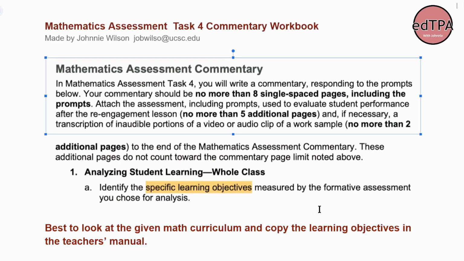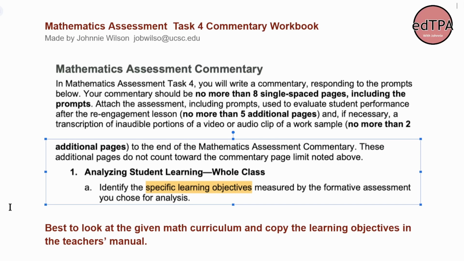So let's get started. In Mathematics Assessment Task 4, you will write a commentary responding to the prompts below. Your commentary should be no more than 8 single-spaced pages, including the prompts. Attach the assessment, including prompts, used to evaluate student performance after the re-engagement lesson, no more than 5 additional pages, and, if necessary, a transcription of inaudible portions of a video or audio clip of a work sample, no more than 2 additional pages to the end of the mathematics assessment commentary. These additional pages do not count towards the commentary page limit noted above.